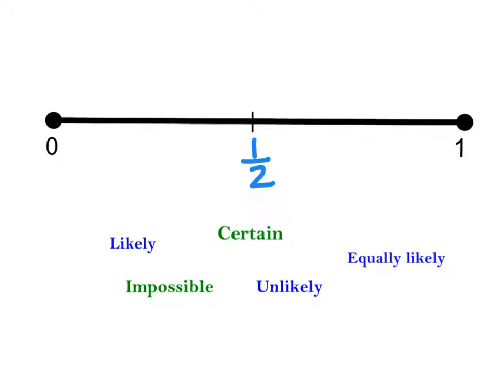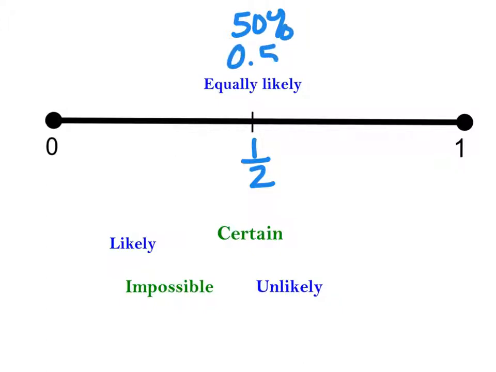1/2 is kind of like a 50-50 shot, right? So the vocab word that goes with that is called equally likely. That means you have an equal chance of it happening. You have a 50-50 shot. So 1/2 or 50%, or 0.5, that is the probability for equally likely.